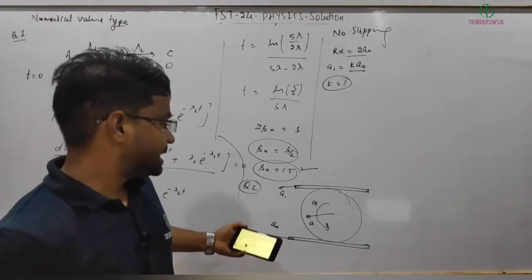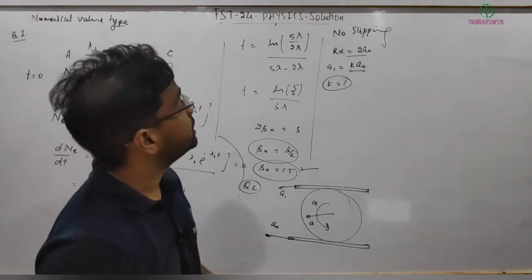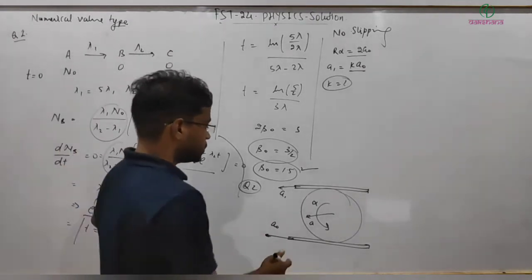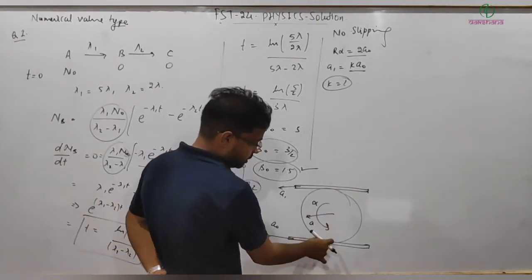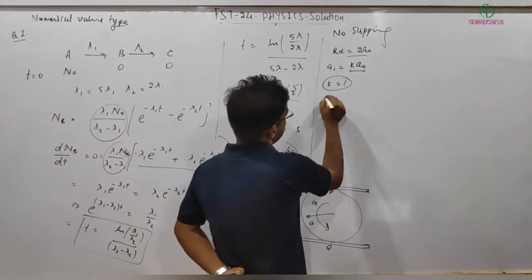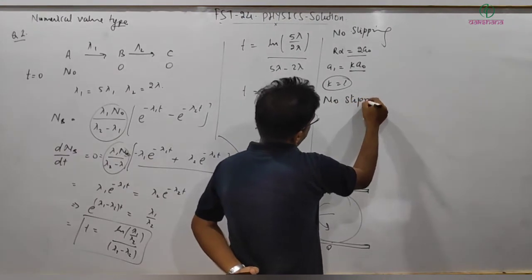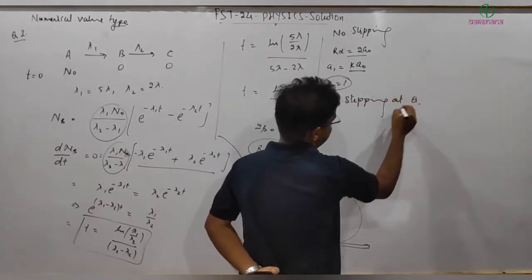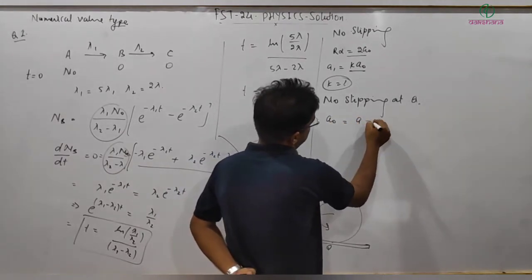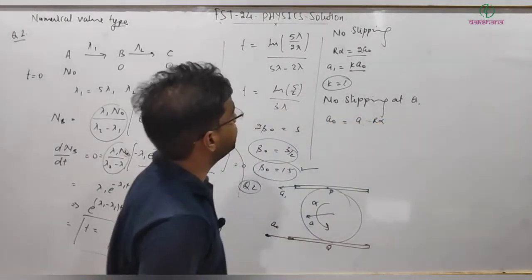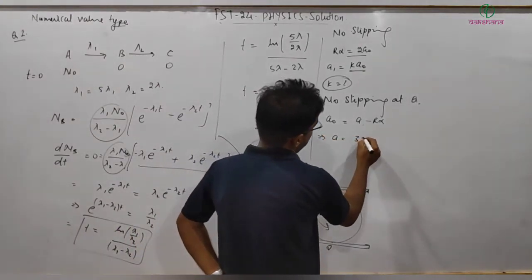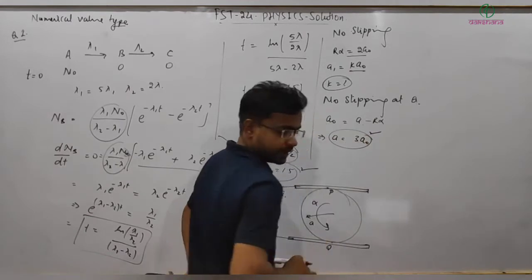We can write the condition for no slipping at all points. If this is the situation, let's say this is point P and this is point Q. No slipping at Q means a0 should be equal to A minus R alpha, and it's given that R alpha is equal to 2 a0. This implies A is equal to 3 a0. So we got one condition.